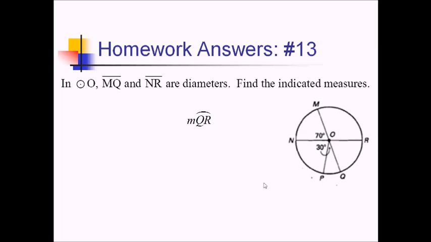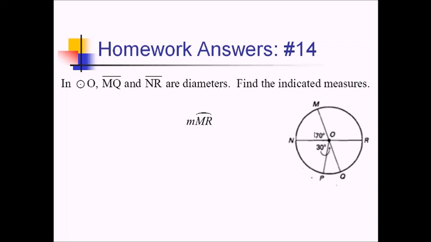For number 13, they want the measure of arc QR, this arc right here. Now what we can use on this one is the fact that these vertical angles, this angle and this angle, are going to be congruent. So we know that this angle in here, this central angle, is really 70 degrees, meaning this arc is also going to be 70 degrees.